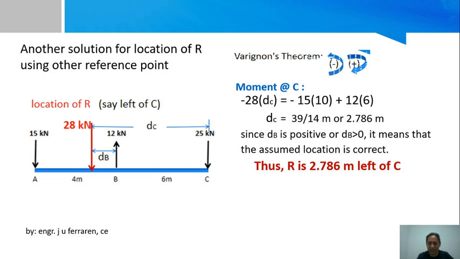So, R is at where? Left of C. Okay? Within BC, but not found in AB. Because as to the value, we have this 2.786, that is less than 6. Yeah? So that is why we can conclude it is within where? It is within BC and not found in EB as assumed.